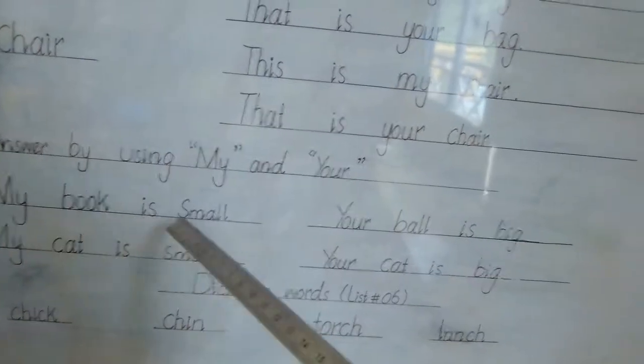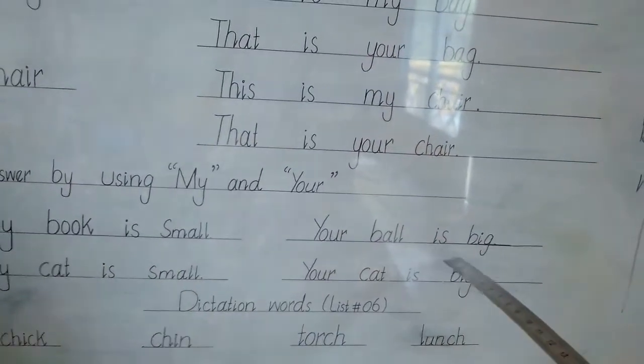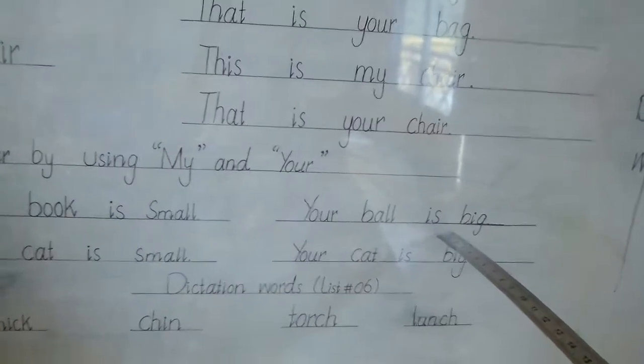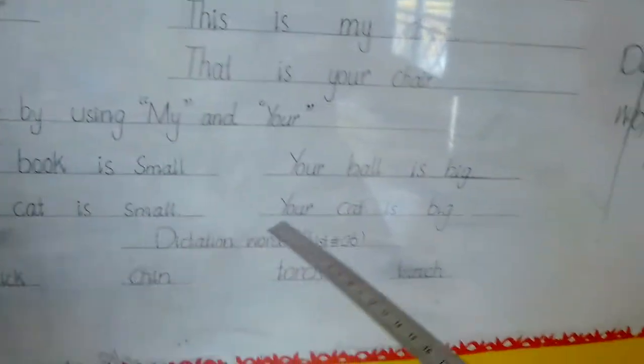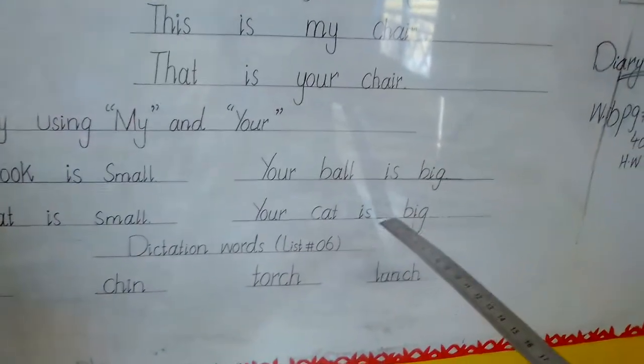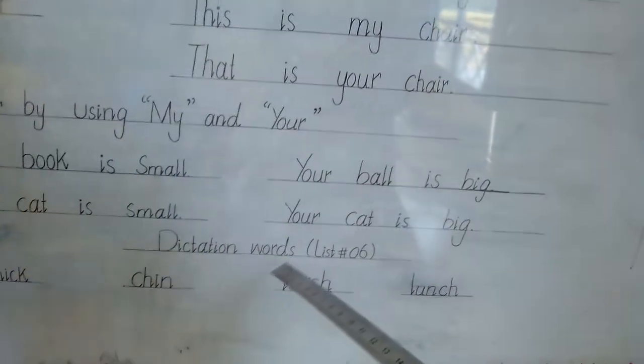Answer by using my and your. My book is small. मेरी बुक छोटी है. Your ball is big. आपकी बॉल बड़ी है. My cat is small. मेरी कैट छोटी है. And your cat is big. आपकी कैट बड़ी है.